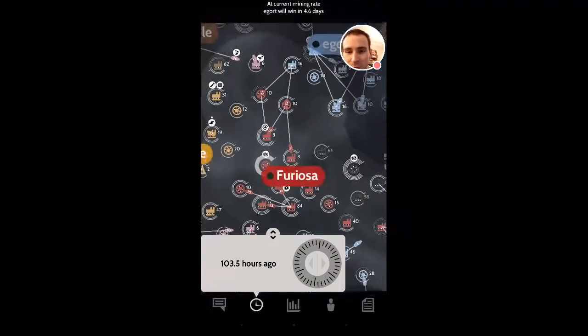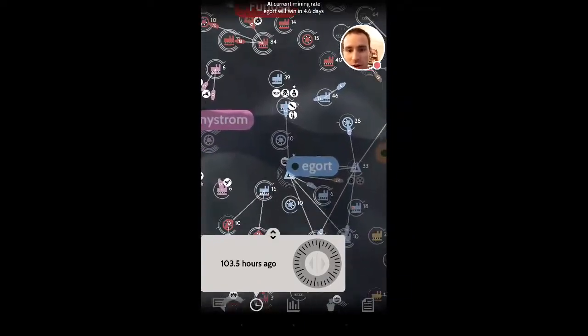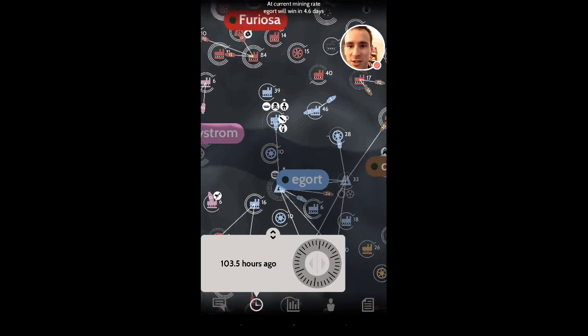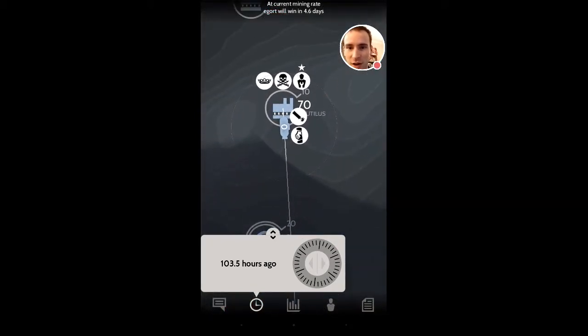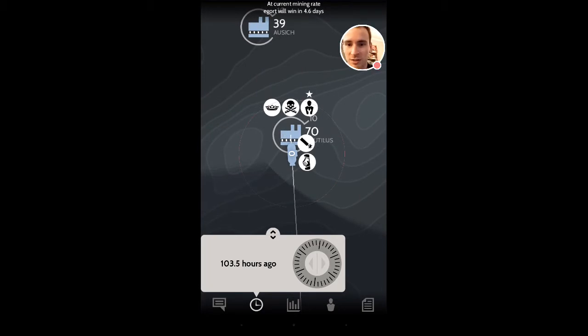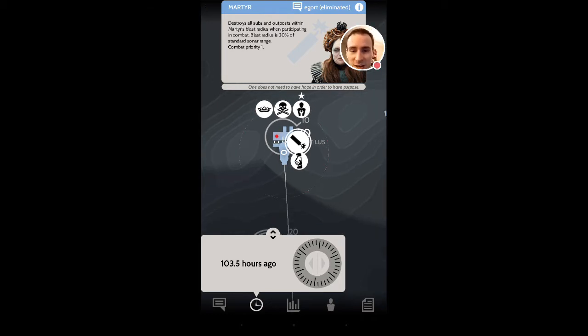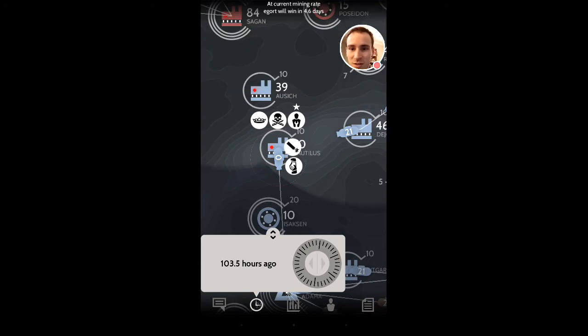This time, I'm playing red, Furioso there, and my biggest enemy is Igort in the blue, the light blue. And he's just hired a Martyr, and he's bringing it up to put it on the front line. That's this little stick of dynamite. The Martyr destroys all subs and outposts within Martyr's blast radius when participating in combat. Blast radius is 20% of standard sonar range, and you see that her combat priority is 1. That is the highest. She takes place before anything else happens.